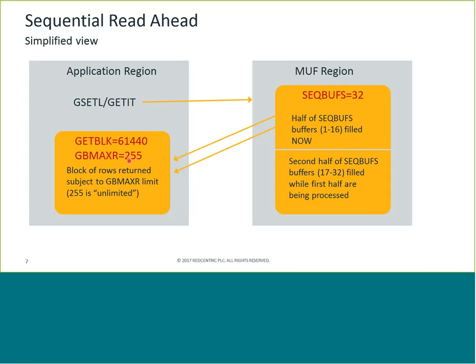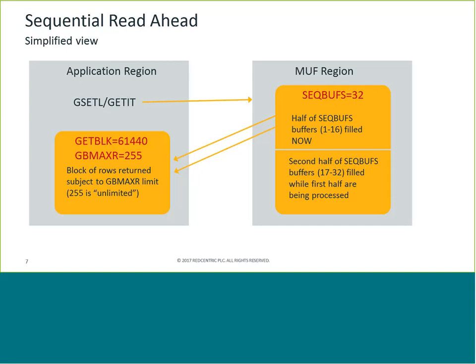And we'll talk later about why you might want to make this lower in certain circumstances for update data tables. But in general, for read-only, in most cases, you want to make it 255, which is unlimited. So always get me 60K's worth of rows. So it's going to hugely cut down on this communication overhead between the application region and the multi-user region. Instead of just getting one row, it's going to get 60K's worth of rows in one go.